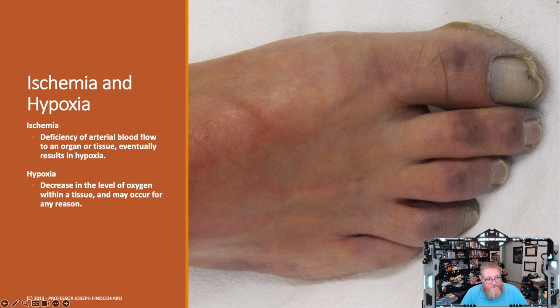Ischemia and hypoxia. Ischemia is a deficiency of arterial blood flow to an organ or tissue, eventually resulting in hypoxia. Later on, we'll learn about something called a transient ischemic attack, which is a stroke. It is a cessation or a temporary lack of blood flow to an area, usually the brain, that causes neurologic problems. And we have hypoxia, which is a decrease in the level of oxygen within a tissue and may occur for basically any reason.